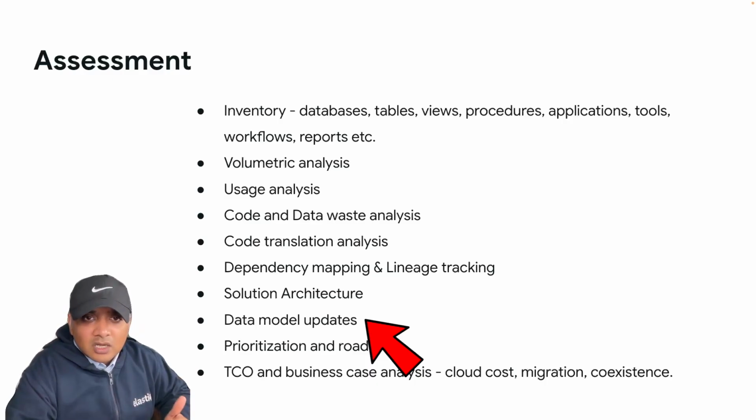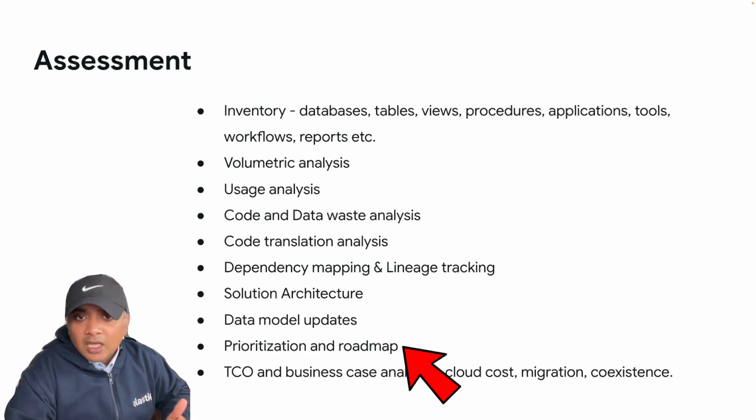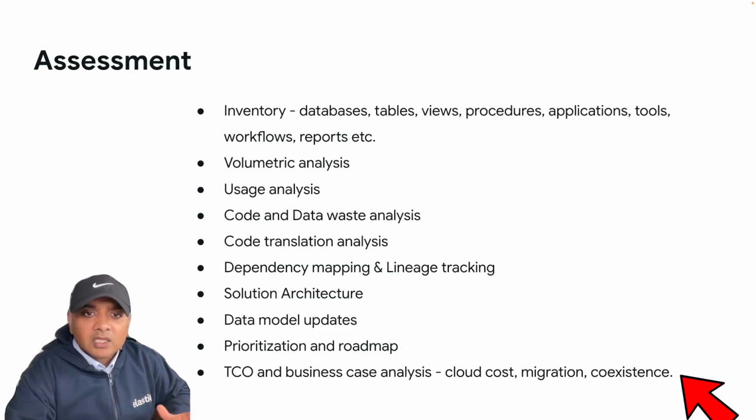So you need to understand what is your old architecture, what's your new architecture. Based on that, how would your data model change, and so on and so forth. And then based on that, once we have an assessment of all of this, we go ahead and prioritize different use cases, different data objects, and build a roadmap for the customer for the modernization effort. And this also results in a TCO, total cost of ownership analysis, and a business case analysis.